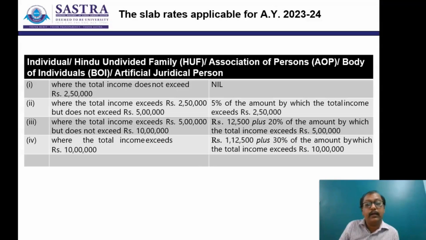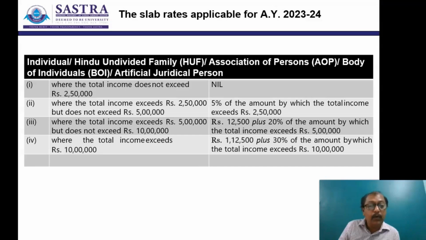When the total income does not exceed 2,50,000 rupees, you need not pay any taxes, as given in the second column. Where the total income exceeds 2.5 lakhs but does not exceed 5 lakhs, on that amount you will have to pay 5% of it, so you will have to pay up to 12,500 rupees. Where the total income exceeds 5 lakhs and is below 10 lakh rupees, on the amount above 5 lakhs, you will have to pay 20% of it plus 12,500 rupees.